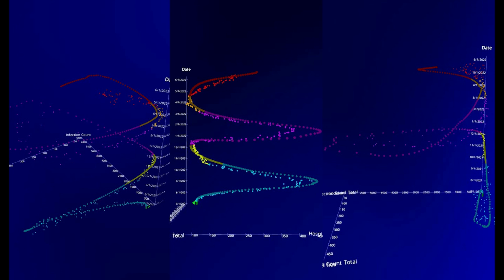And what we forecast for the future is that this spiral trend will continue as new waves or variants appear over time.